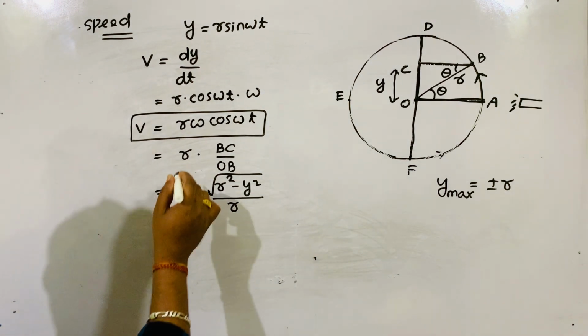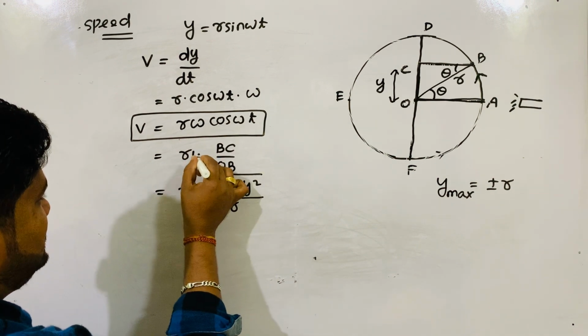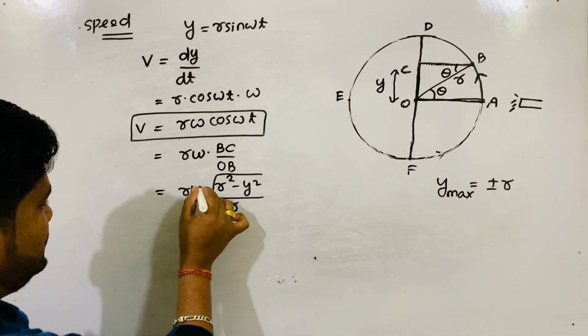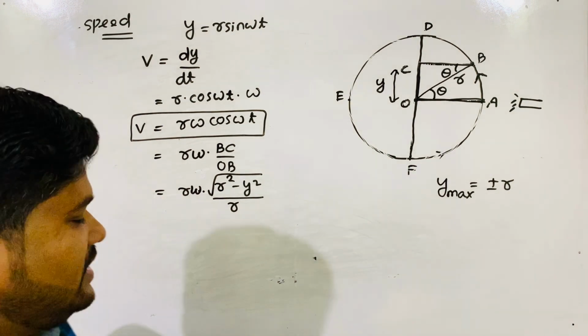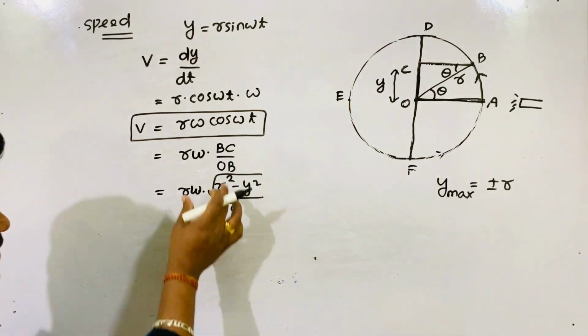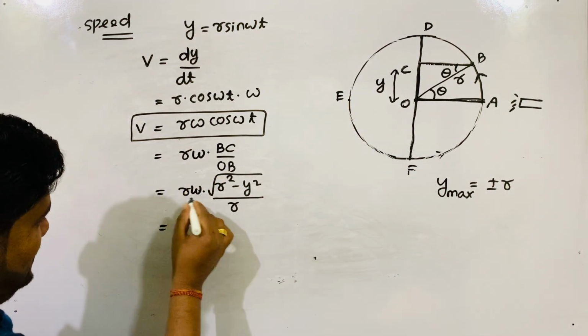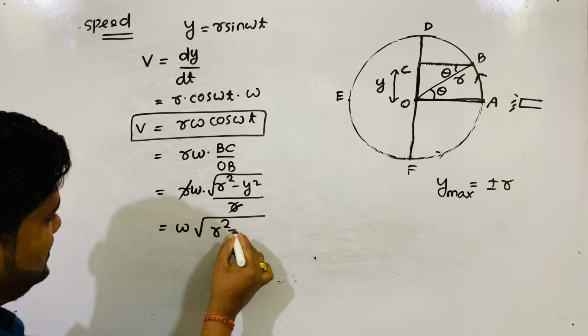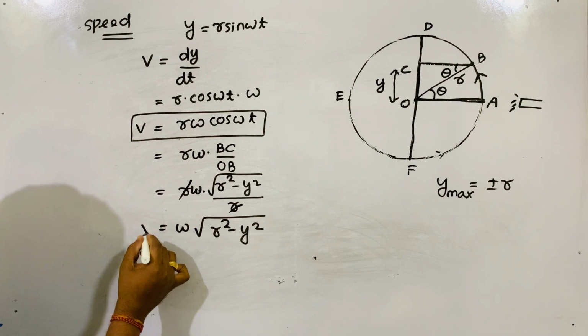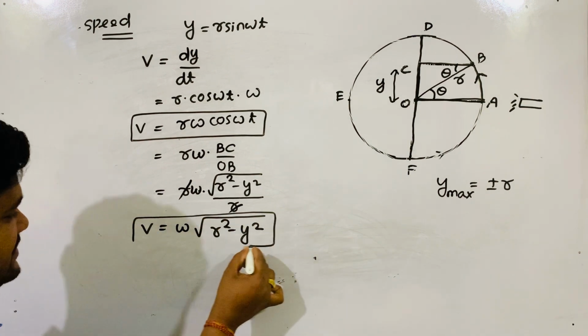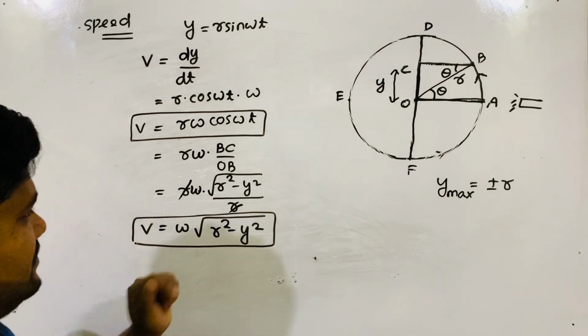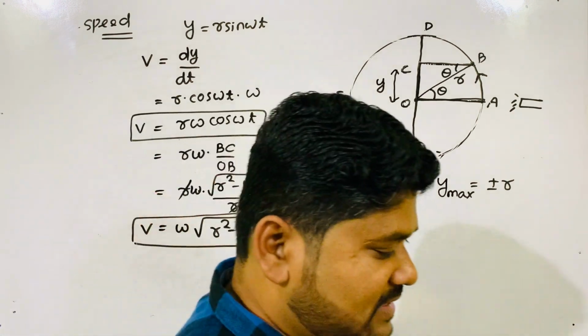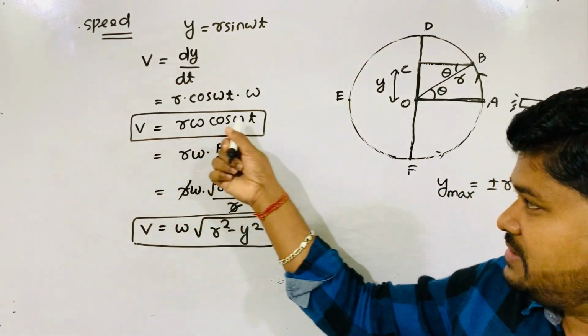I left one omega here; this is omega. Okay, I have drawn omega here. Got it? So OB is r. Then r cancels. So this is omega root under r square minus y square. This is also the expression of v in terms of displacement, and this is the expression of v in terms of omega t.